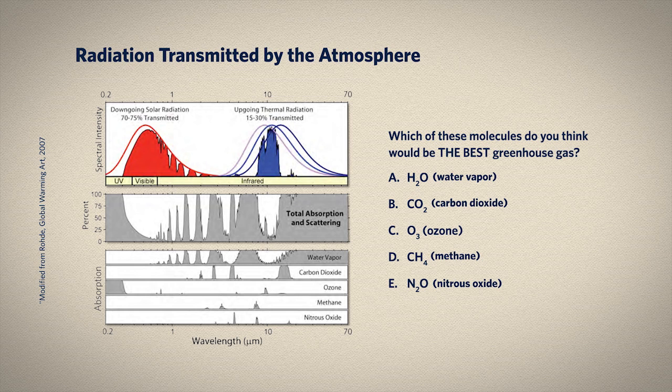There are a bunch of little panels, each for a different gas. The vertical axis for each of these lower plots is absorption, with high absorption being up and low absorption being down. Based on these plots, which gas do you think would be the best greenhouse gas? That is, absorbs and emits the most radiation in the wavelength range of energy given off by Earth.